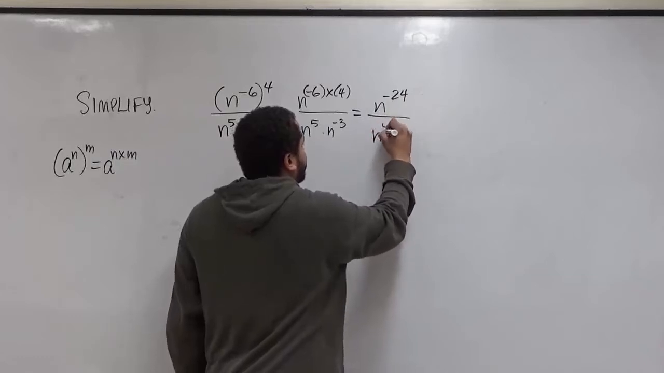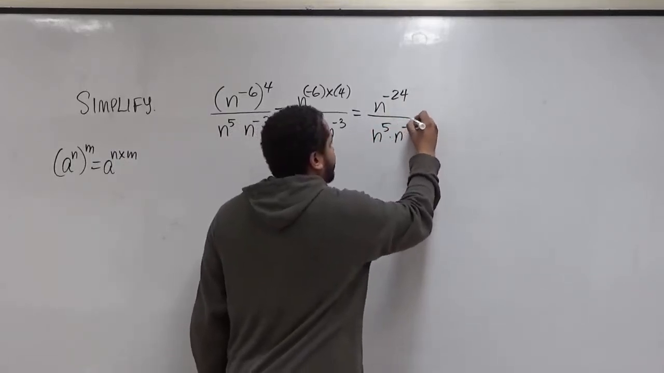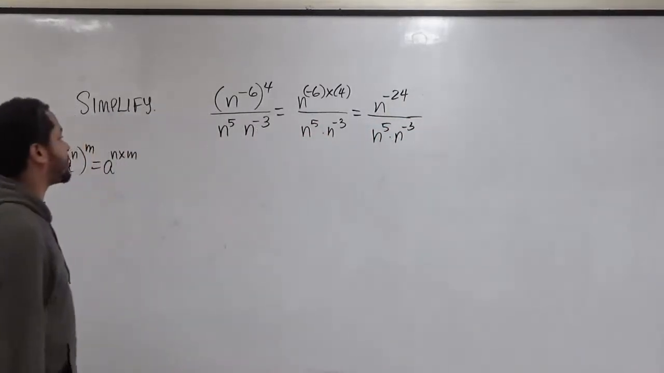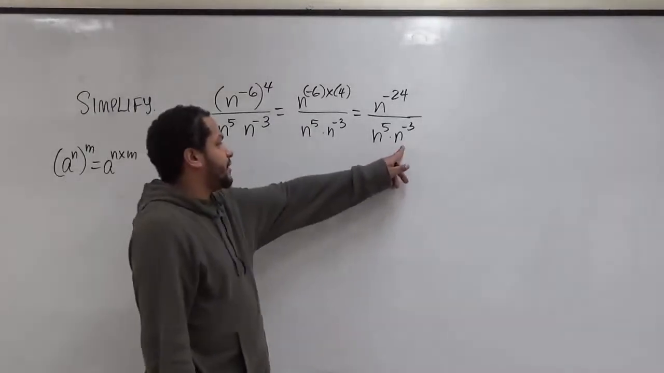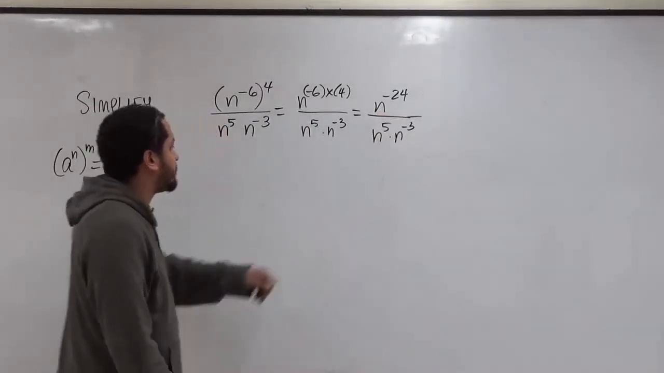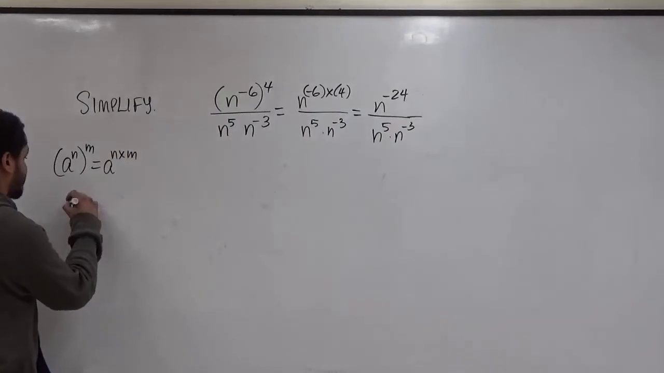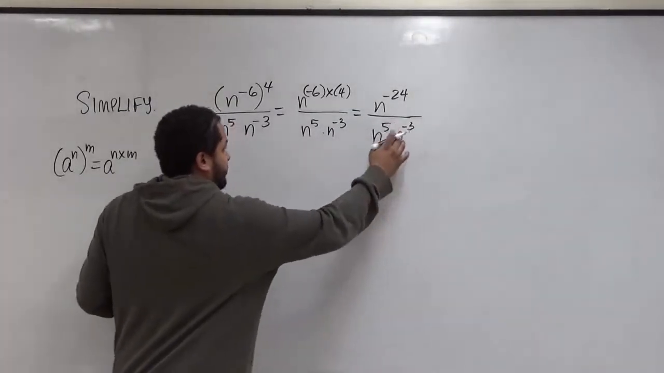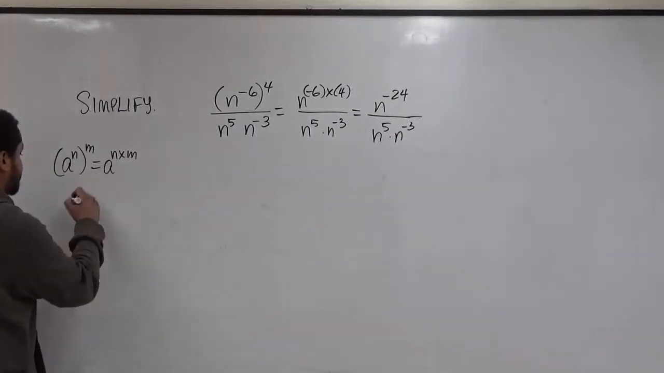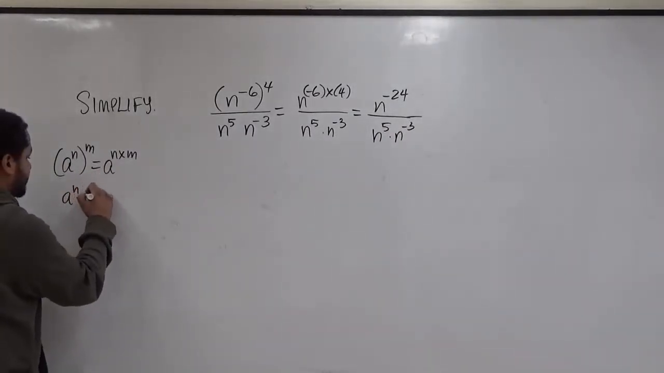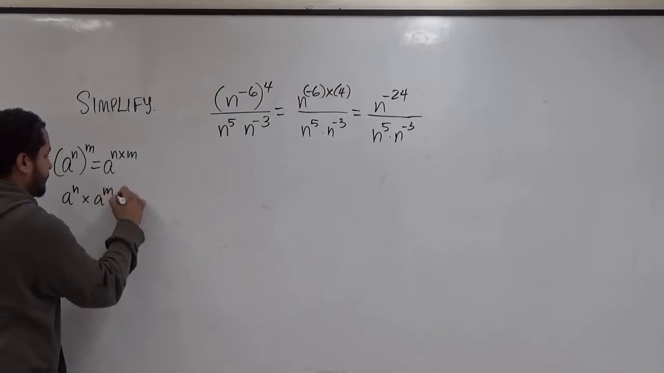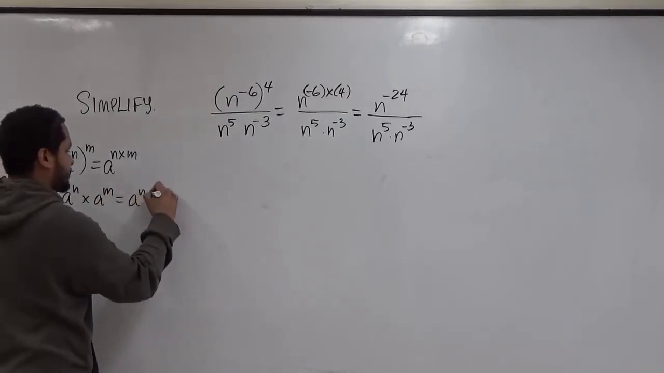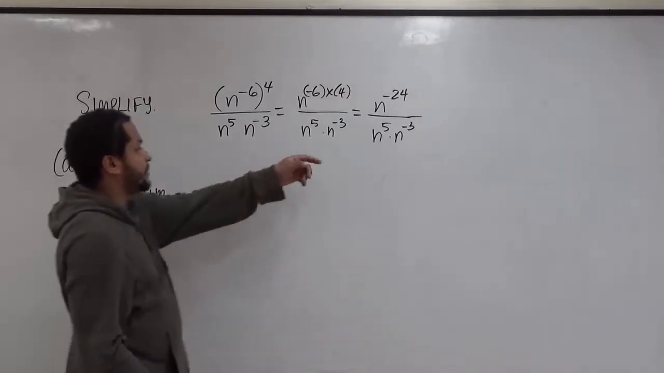And on the denominator here we have n to the 5th times n to the negative 3rd. Now the next step is to handle the denominator here to get a single term, as we have one term upstairs already. Whenever we're multiplying bases with different exponents, we sum the exponents of the base. So a to the n times a to the m would give us a to the n plus m. And here we'll be doing the same exact thing.